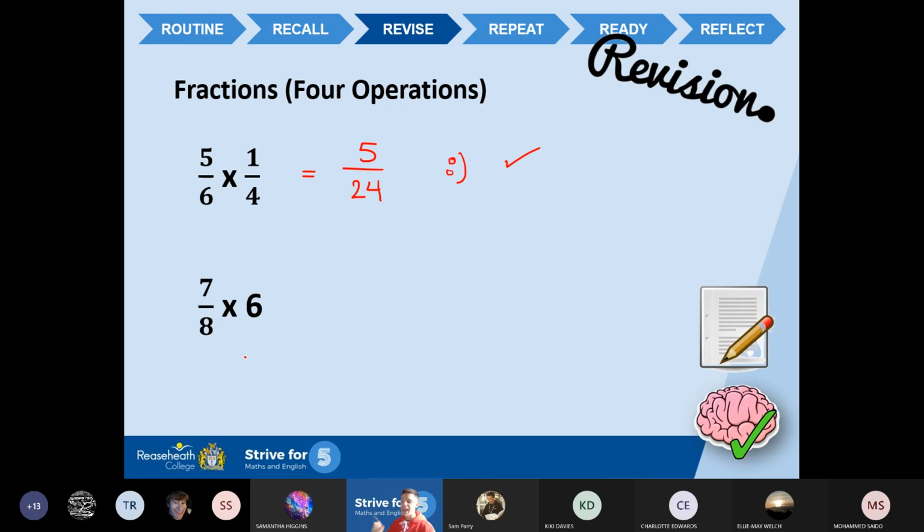Now, 7/8 times 6. Now, this isn't a fraction, that's a whole number. So when we're multiplying by a whole number, what we need to do is turn that 6 into a fraction.